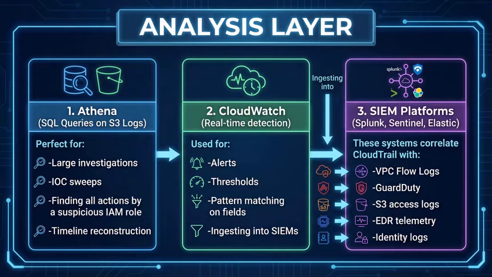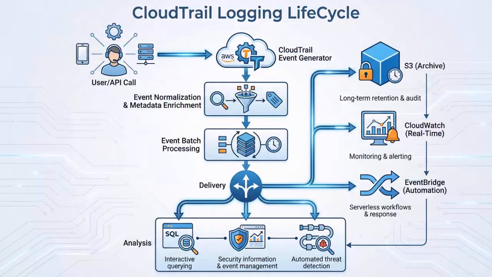The other tool is CloudWatch. CloudWatch is used for real-time detection, like alerts, thresholds, ingesting into SIEMs, and pattern matching on fields. The third tool in the analysis layer is the SIEM platforms. Okay, Splunk, Sentinel, Elastic, you know the drill. These systems correlate CloudTrail with, for example, EDR telemetry, S3 access logs, GuardDuty, and VPC flow logs. This is where the detection story becomes actually complete.